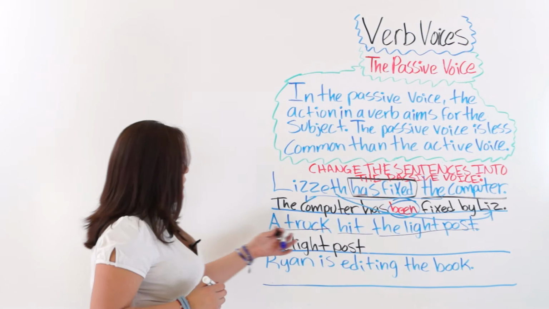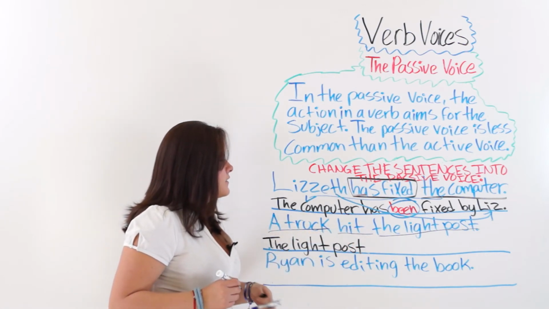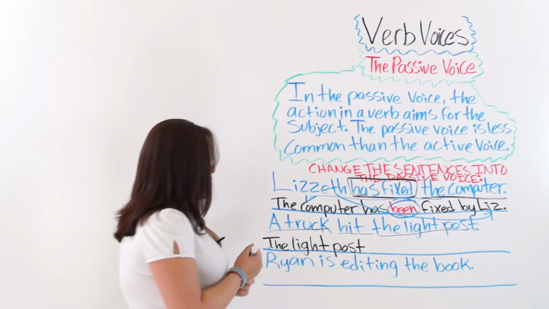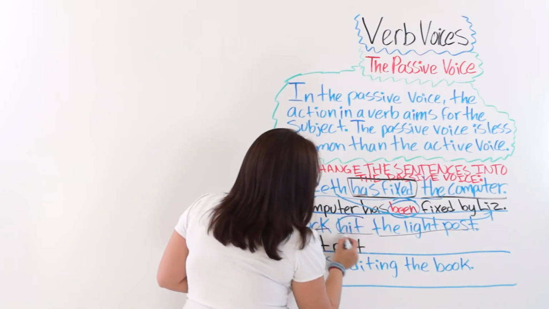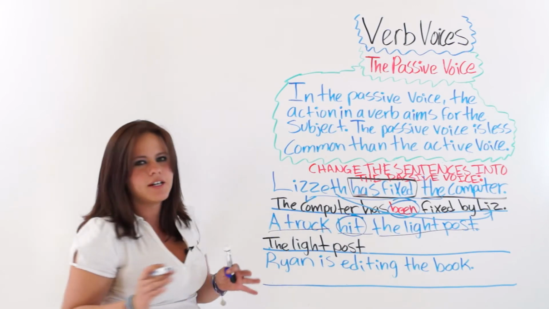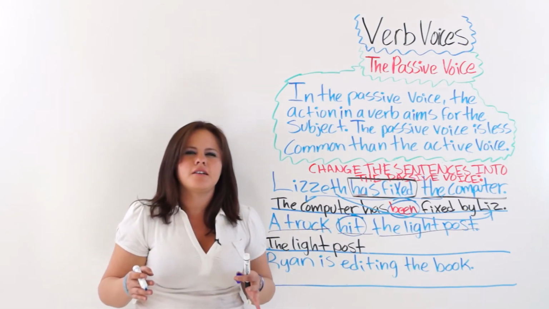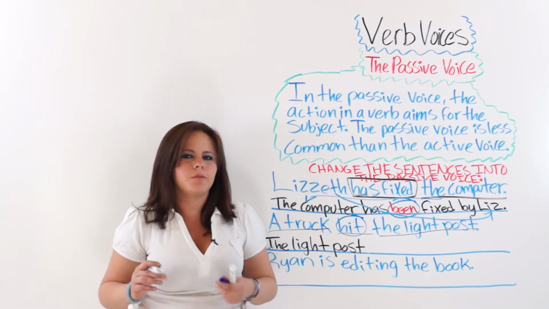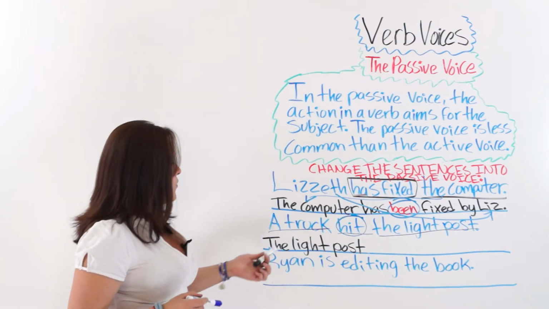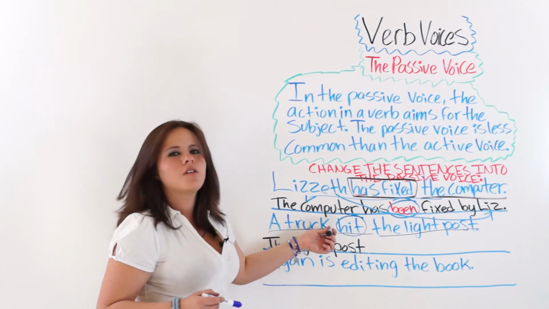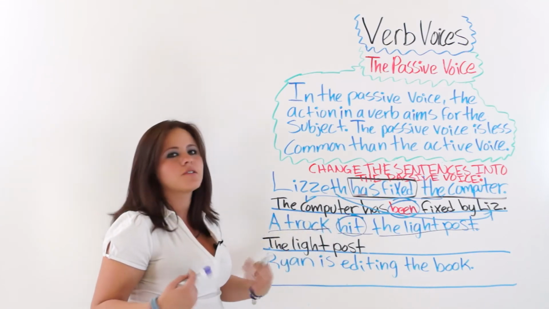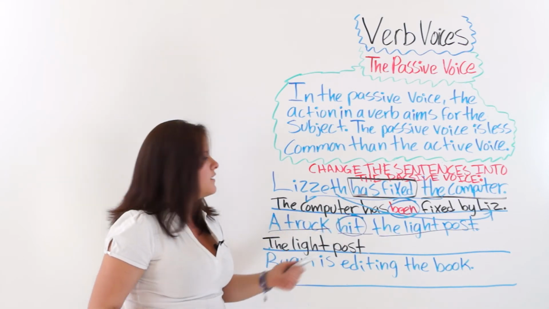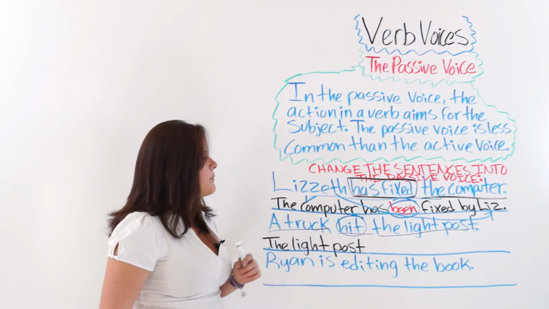Okay. A truck hit the light post. Which tense do you think this verb is in? It could be kind of tricky to figure it out because hit in present tense is hit, past tense is hit, and past participle is hit. So we do not have an auxiliary verb, so it is not a perfect tense. Has hit, have hit, all right? So it must be past.